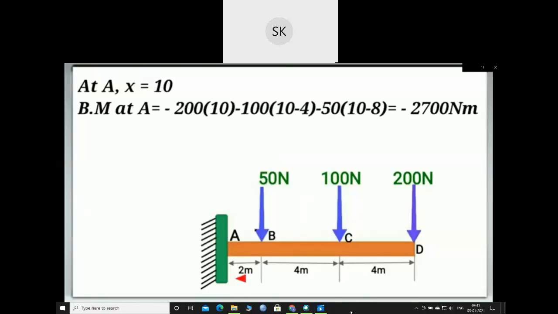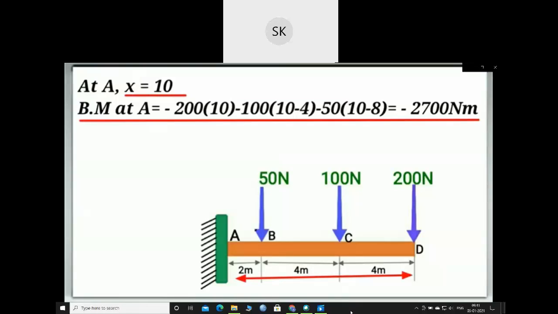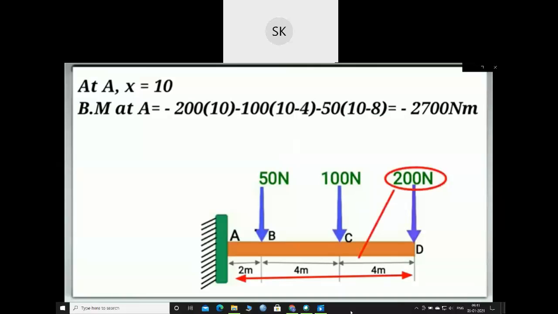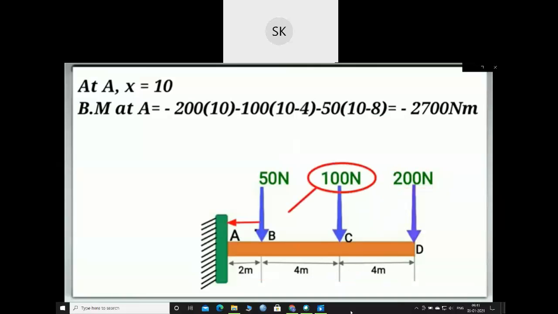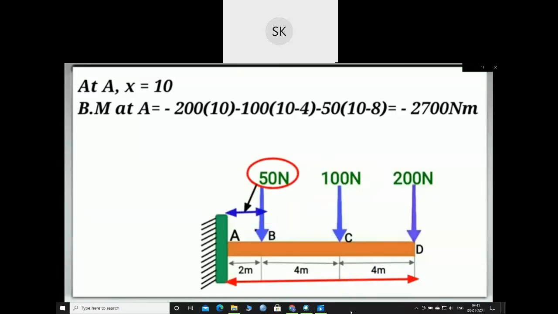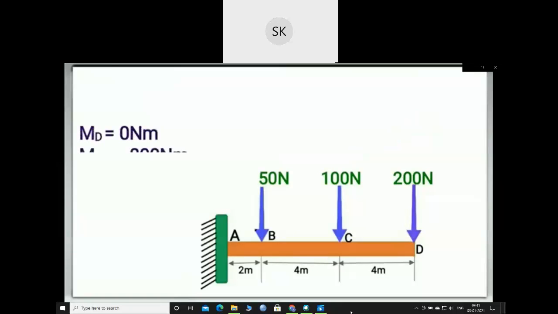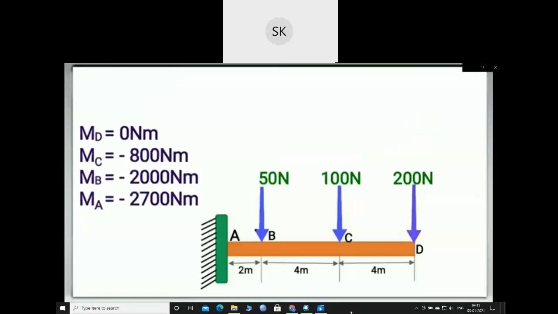At point A, x will be 10. So on substituting the value of x in this equation, we get the bending moment at point A, which will be equal to minus 200 into 10 minus 100 into (10 minus 4) minus 50 into (10 minus 8). So we will get in total minus 2700 Newton meter. So we got these values of bending moment at different points for drawing the bending moment diagram.